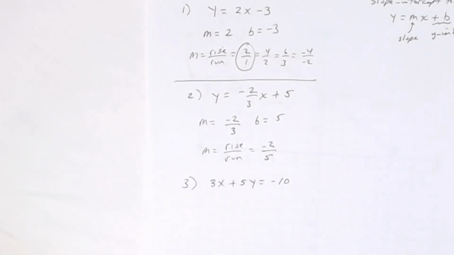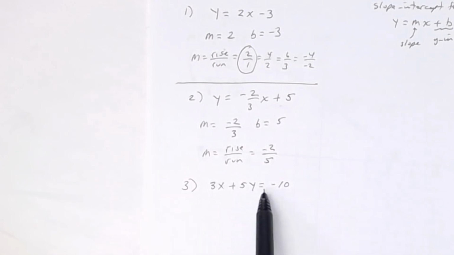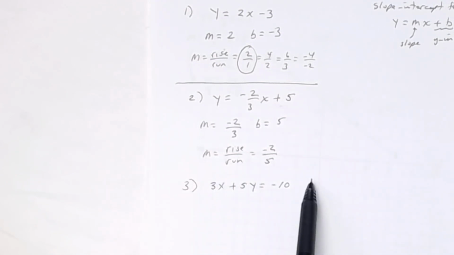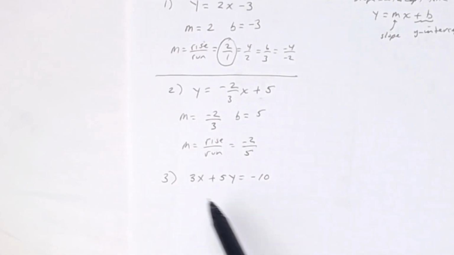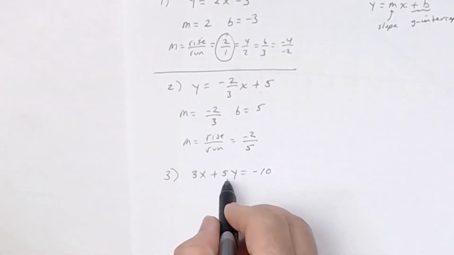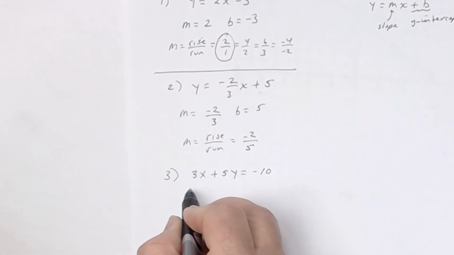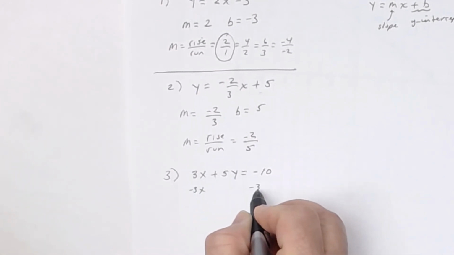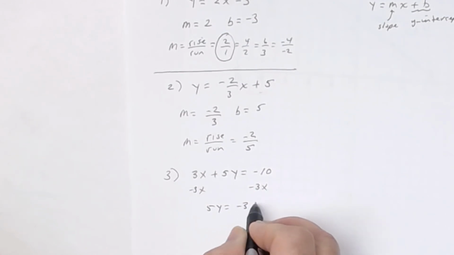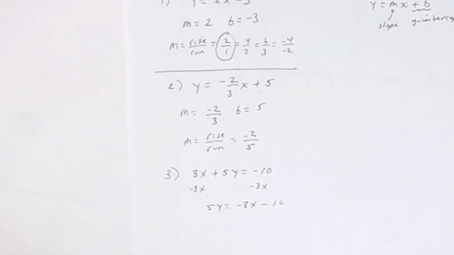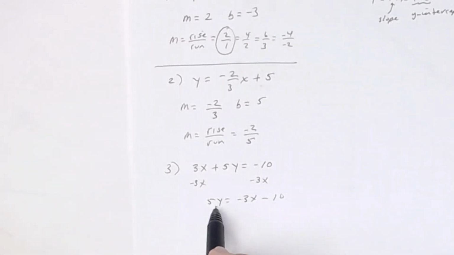Let's say the direction says that you want to graph this linear equation using slope and y-intercept. To do that, we've got to get y by itself. So let's go ahead and get 5y by itself. I'm going to subtract 3x from both sides, and so I get 5y equals negative 3x minus 10. And then finally, to get y by itself, I'm going to divide both sides by 5.